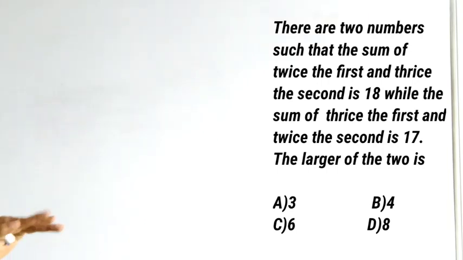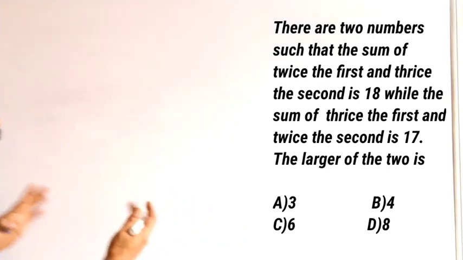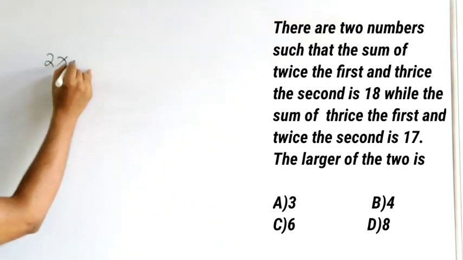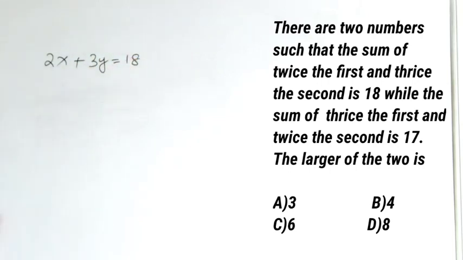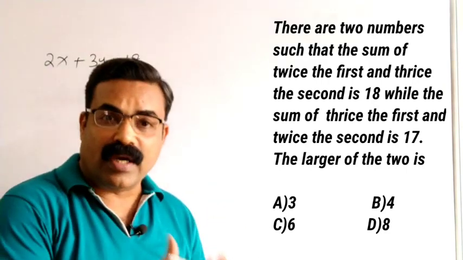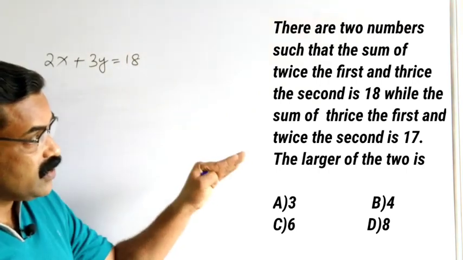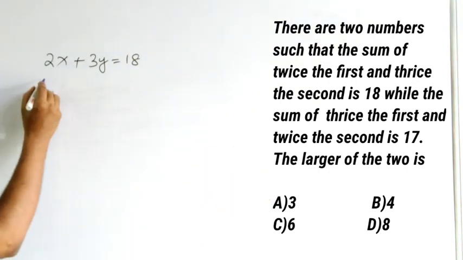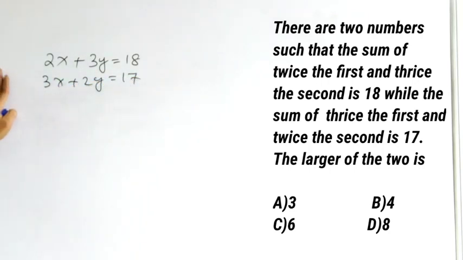What is given in the question? There are two numbers such that twice the first and thrice the second is equal to 18. Twice the first means 2 times the first number and 3 times the second number, 3y, is equal to 18. We have taken x and y as the two numbers and need to find their values. And again, thrice the first and twice the second is 17: 3x + 2y = 17. So we have two equations here: 2x + 3y = 18 and 3x + 2y = 17.